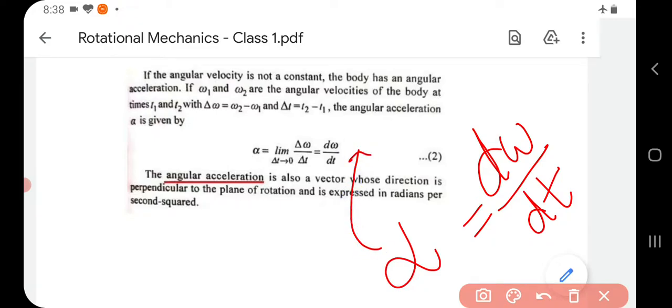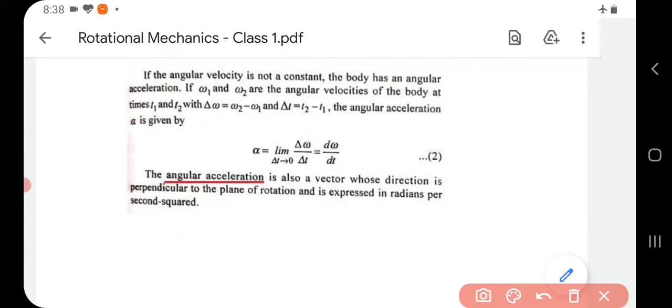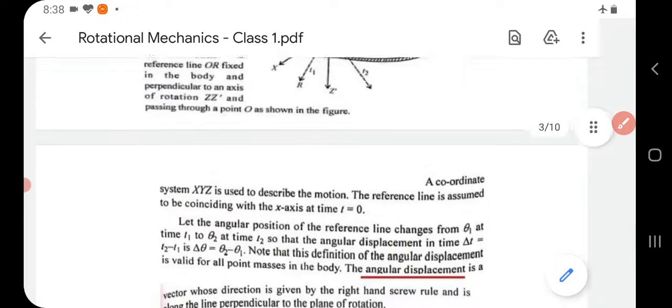Now angular acceleration is also a vector whose direction is perpendicular to the plane of rotation and is expressed in radians per second squared. So when you are asked to write about angular acceleration, you have to write from here to here, the third definition. Okay, so up to this you have learned four definitions.